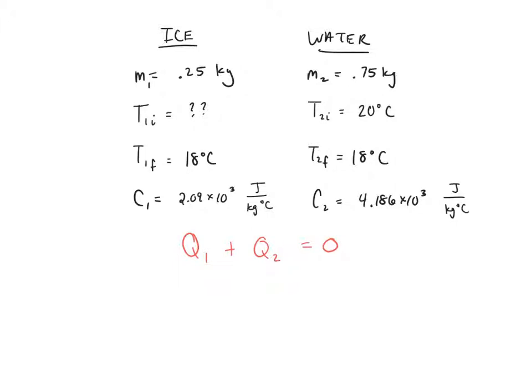So I'm going to move Q2 over by putting negative Q2 on the right side, and that's fine, I can do that. Remember that negative sign will end up dropping off because one of our temperatures will go up and the other temperature will go down. So our delta T will be negative on one side of the equation and positive on the other. The negative delta T will cancel with that negative in front of Q2.